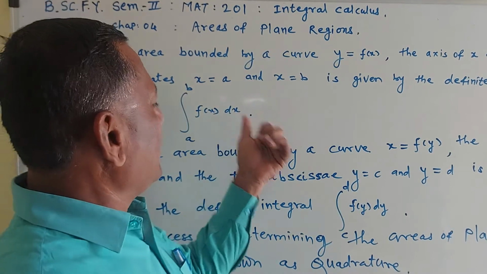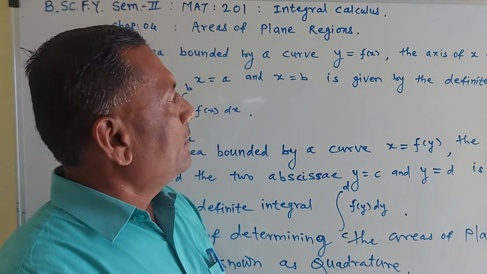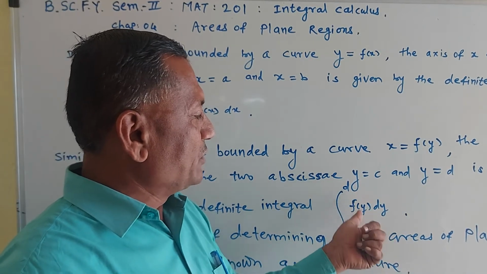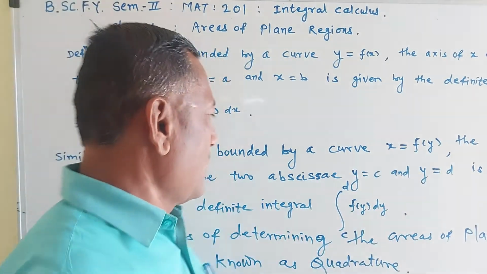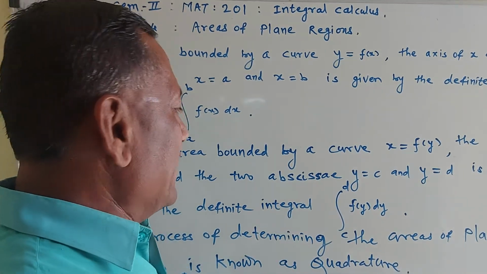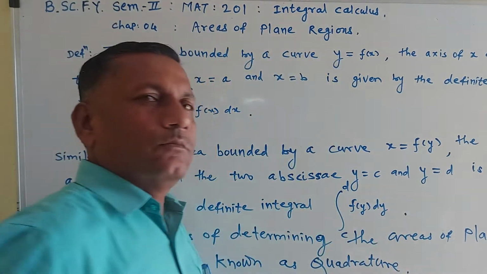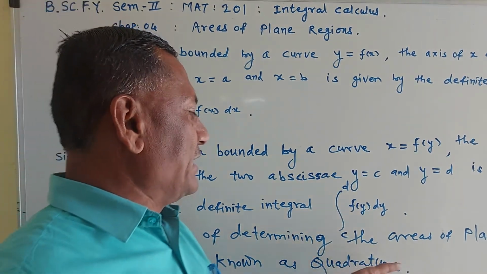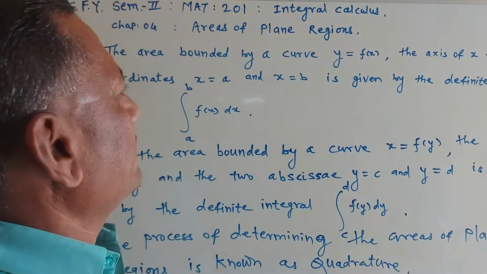So these definite integrals give the area bounded by the curve y is equal to f of x, or the curve of the type x is equal to f of y, integration going from c to d. Here c and d are the two abscissas, y is equal to c and y is equal to d. Abscissa means y coordinates. Now the process of finding or determining the areas of plane regions is known as quadrature. Quadrature means the process of finding or determining the areas of plane regions.